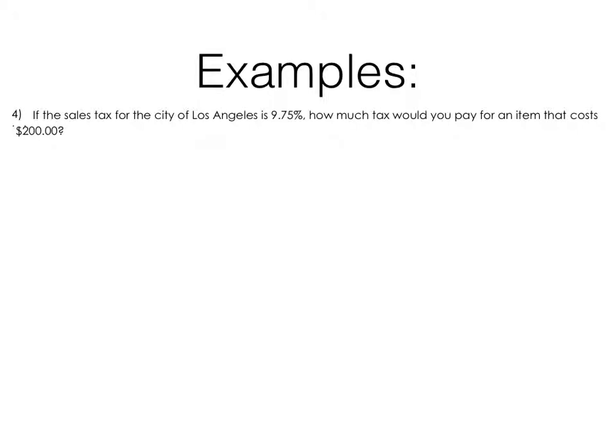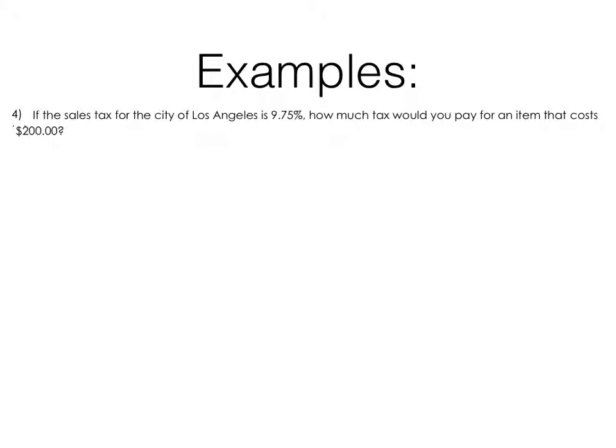If the sales tax for the city of Los Angeles is 9.75%, how much tax would you pay for an item that costs $200? 9.75%. That seems large. But when you live in a city, you often have sales tax that just goes to the city. Then you have the state sales tax in addition to that. In the city of Norfolk, for example, when you go out to eat, I think it's 10% sales tax on your dinner bill, which is a lot.